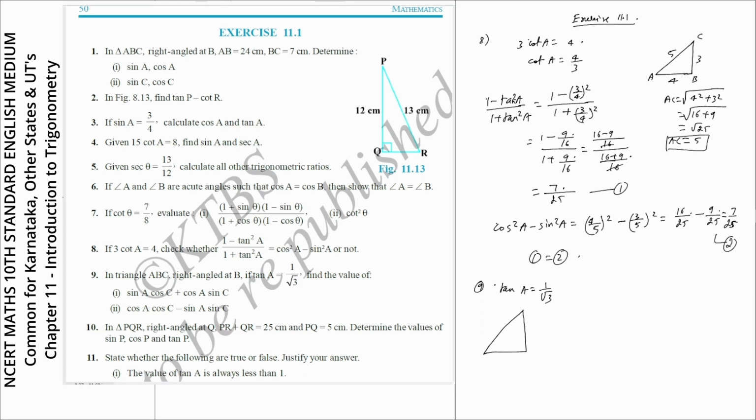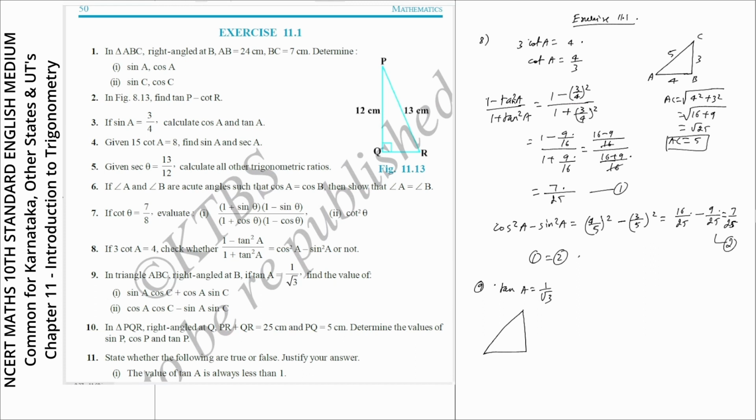Exercise 11.1, question number 9. In triangle ABC, right angle at B, if tan A is 1 by root 3, find the value of: first, sin A cos C plus cos A sin C. And the second one is cos A into cos C minus sin A into sin C.